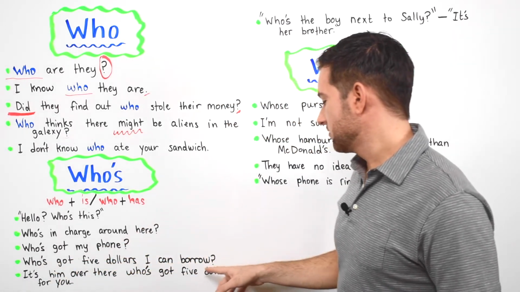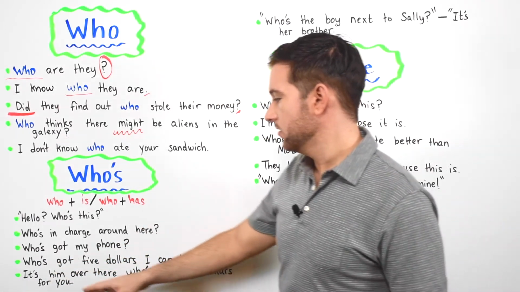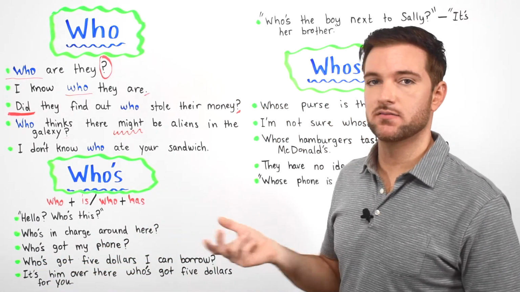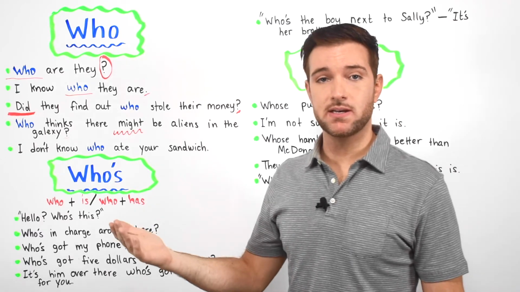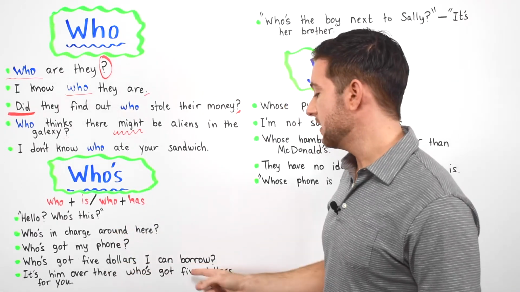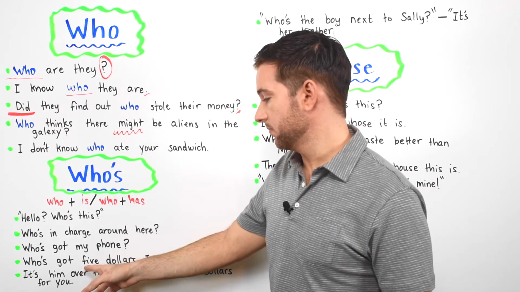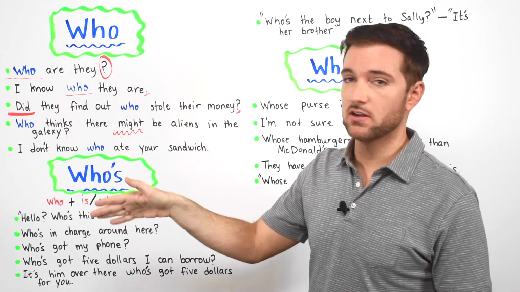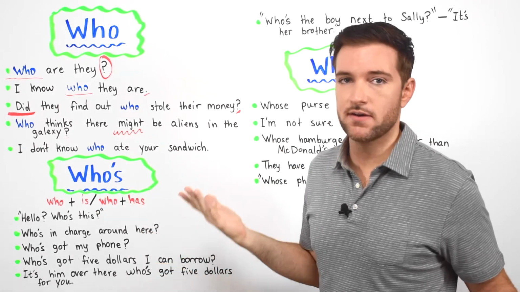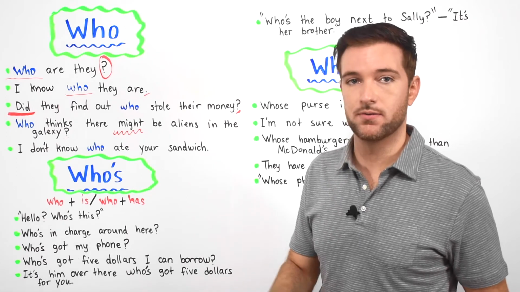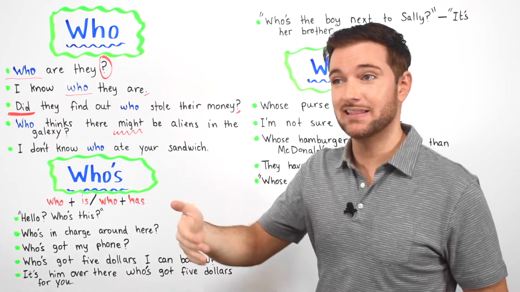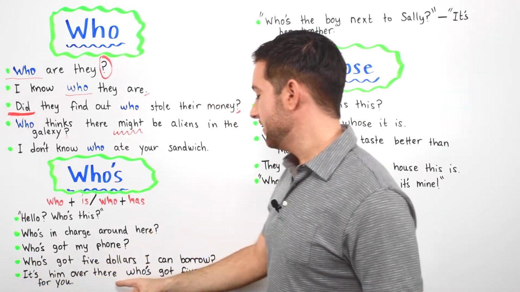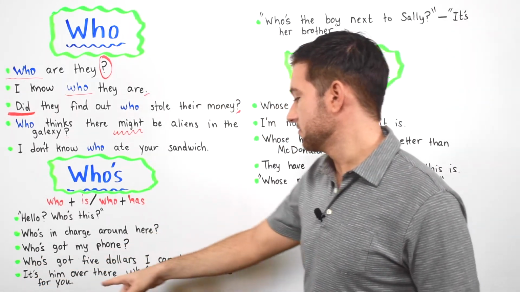So let's go to the next one. Who's got $5 I can borrow? Borrow means to take money from somebody, but you're going to give the money back. So who's got $5 I can borrow? You take it now, but later you give the $5 back to the person. So who's got $5 I can borrow right now? I will give it back to you later, right? And finally we have, it's him over there who's got $5 for you.